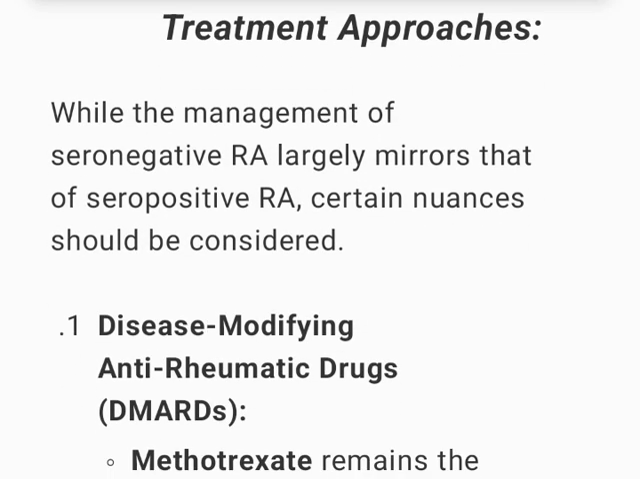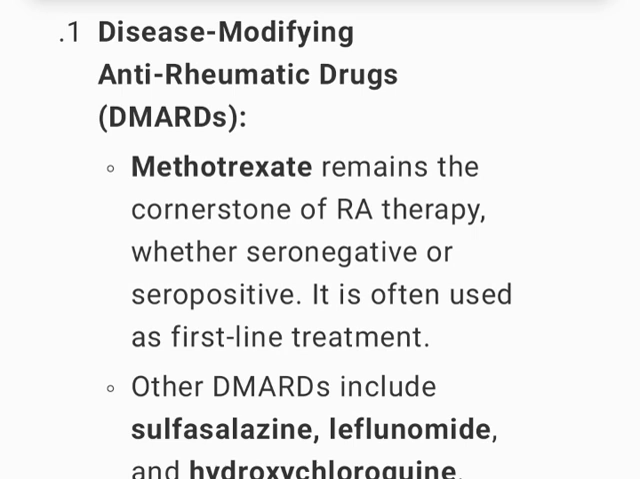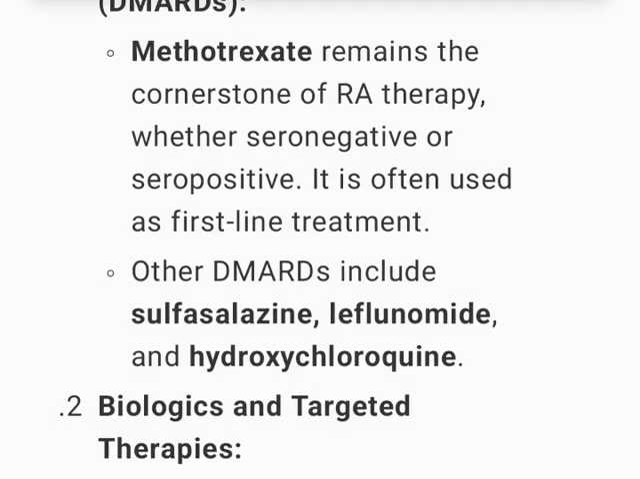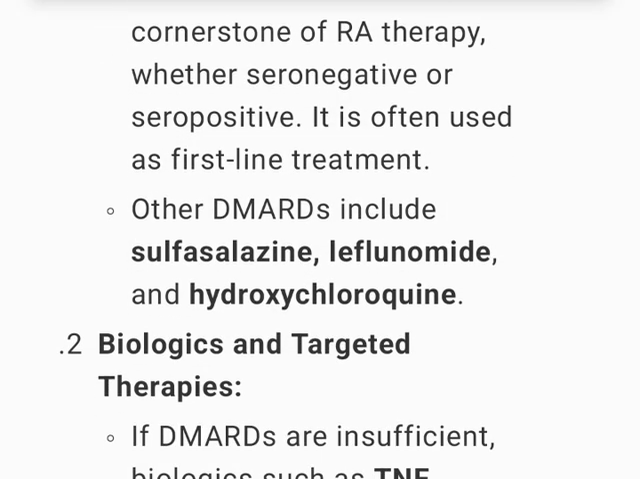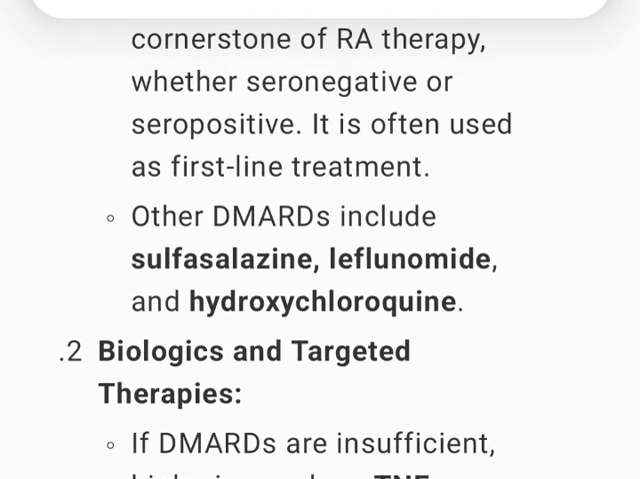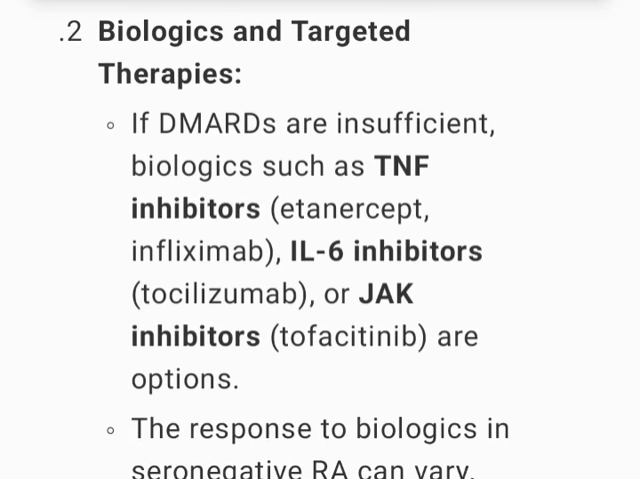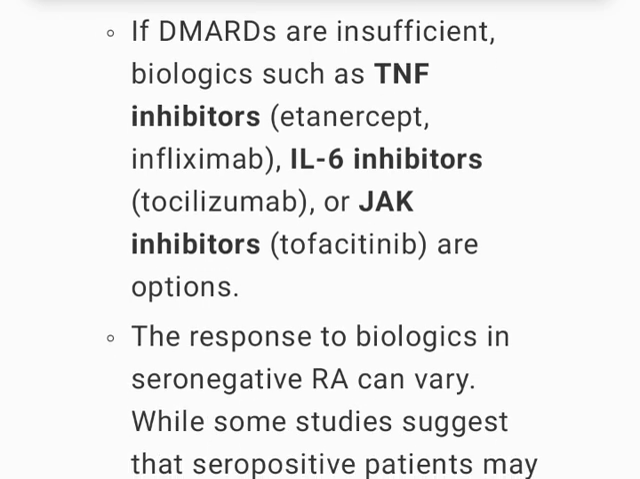Treatment approaches. While the management of seronegative RA largely mirrors that of seropositive RA, certain nuances should be considered. 1. Disease-modifying anti-rheumatic drugs, DMARDs. Methotrexate remains the cornerstone of RA therapy, whether seronegative or seropositive. It is often used as first-line treatment. Other DMARDs include sulfasalazine, leflunomide, and hydroxychloroquine. 2. Biologics and targeted therapies. If DMARDs are insufficient, biologics such as TNF inhibitors, etanercept, infliximab, IL-6 inhibitors, tocilizumab, or JAK inhibitors, tofacitinib, are options.